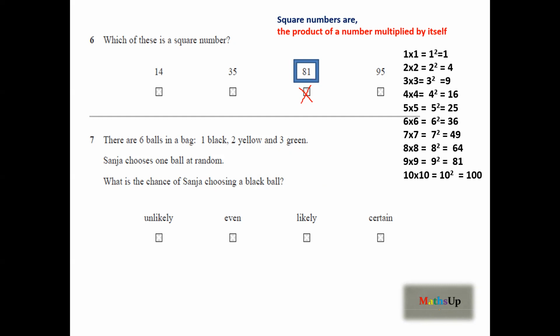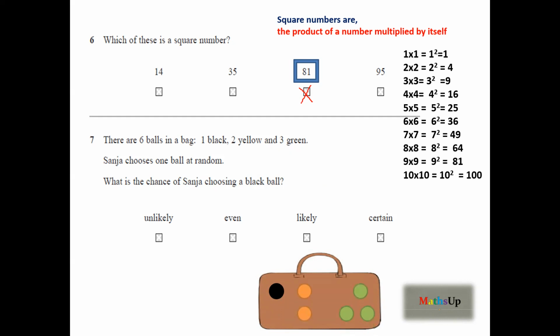Seventh question. There are 6 balls in a bag. 1 is black, 2 are yellow, and 3 are green. Sanja chooses 1 ball at random. What is the chance of Sanja choosing a black ball? So there are 6 balls in the bag. Out of that 6, 1 is black. So there's only 1 chance of getting a black ball out of 6.